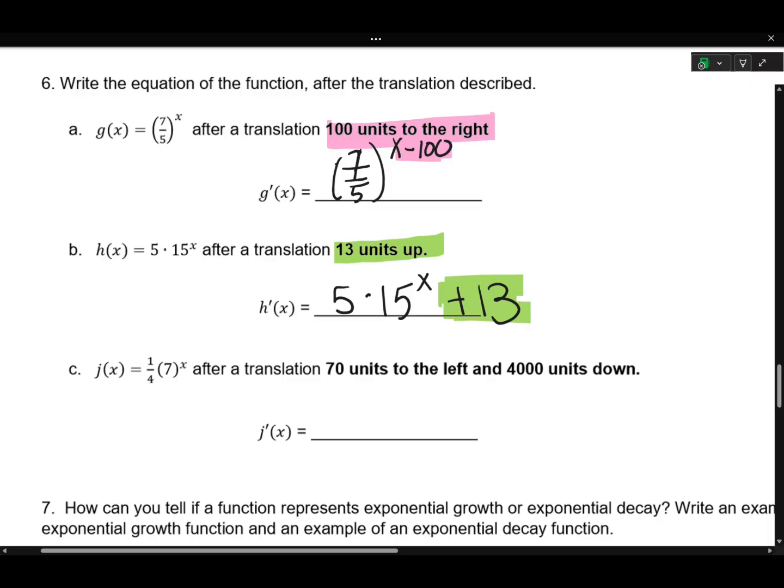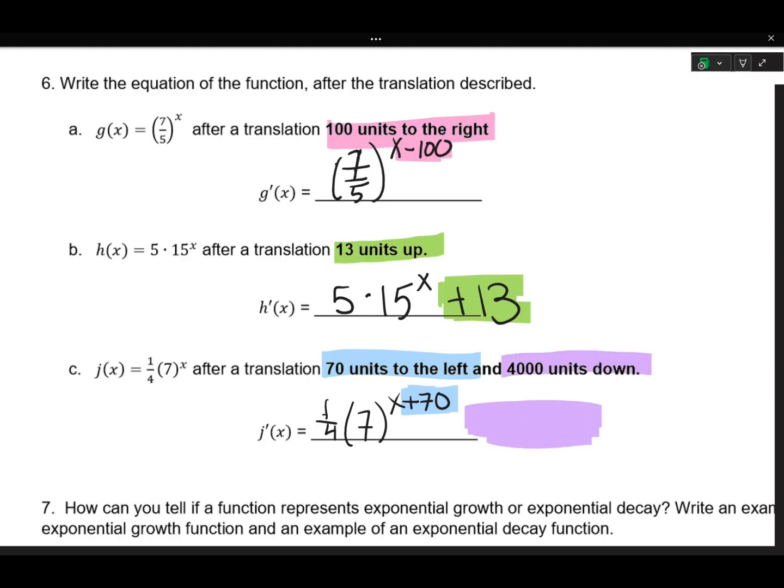For letter C, I'm going to start j of x the same way it's written, 1/4 times 7 to the power of x. To move it 70 units to the left, we're going to add 70 in the exponent. And to move it 4,000 units down, we're going to subtract 4,000 on the outside of our function.